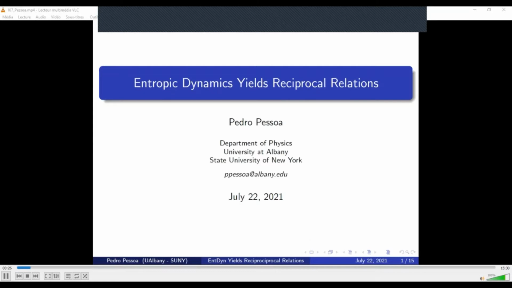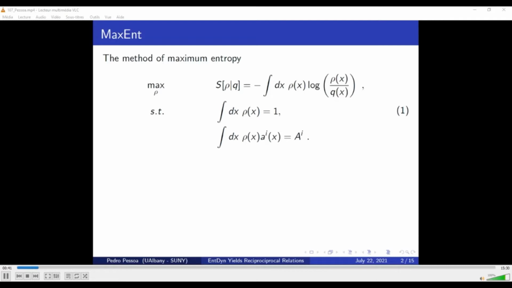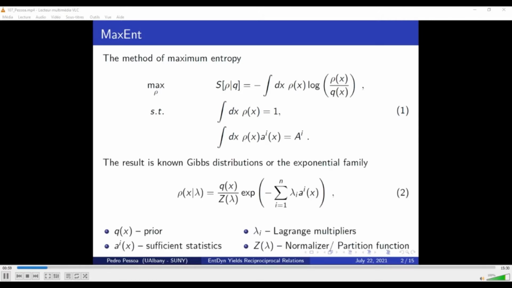I would like to start by talking about the relationship between the exponential family of distributions and the method of maximum entropy. The method of maximum entropy, arising from physics, is a method to assign and update probability distribution by maximizing this entropy functional with constraints on normalization and the expected value of a few functions. This leads to the Gibbs distributions or the exponential family.